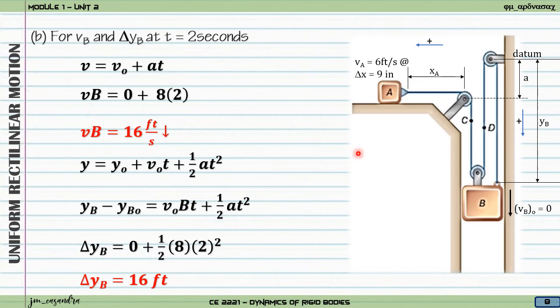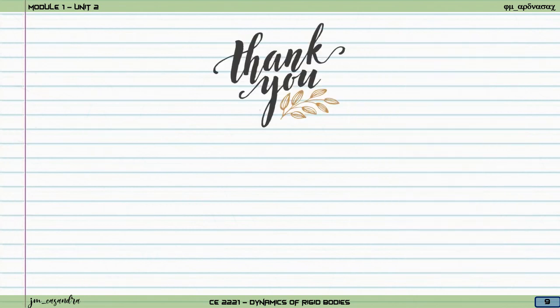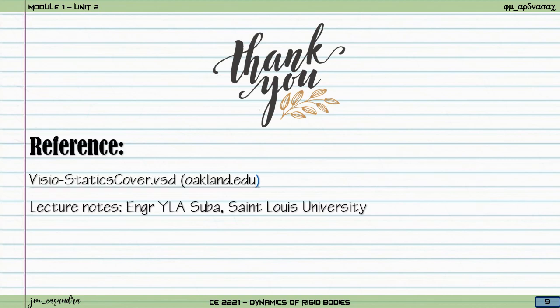So positive. In this case, if we are going to draw it in our diagram, block B is already at 16 feet. This is at t equal to 2 seconds. So that's it for dependent motion of particles. For references, you can check on this website.